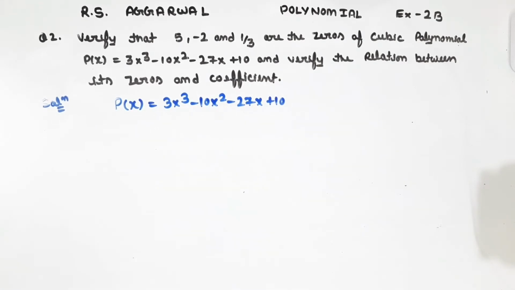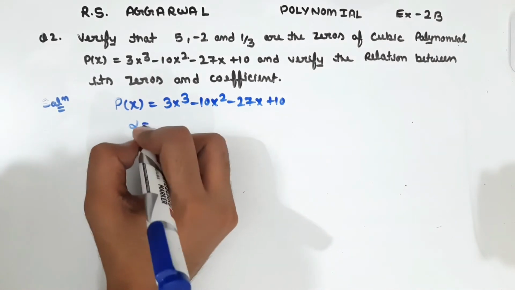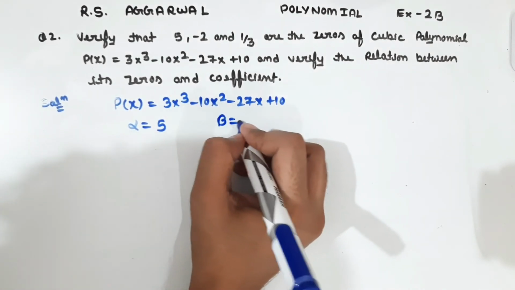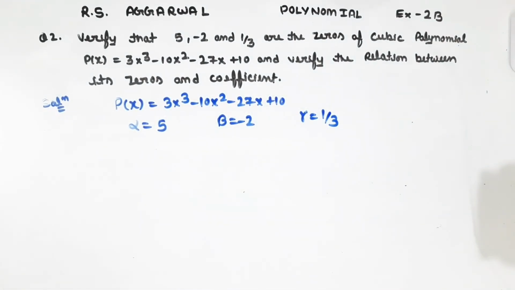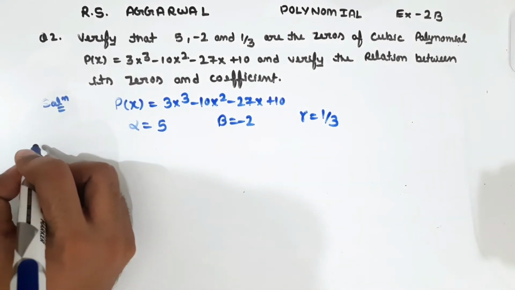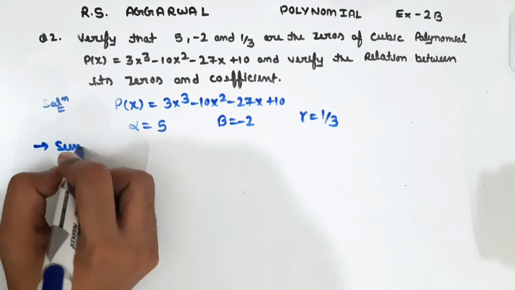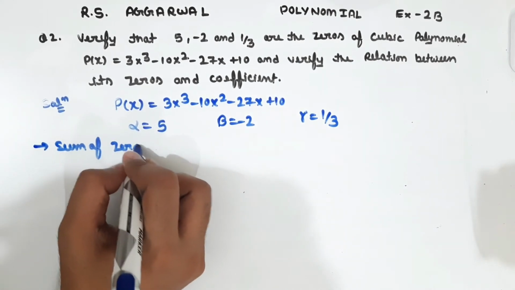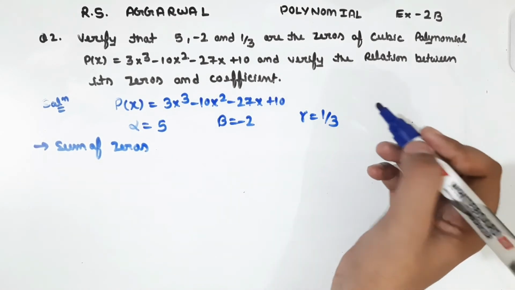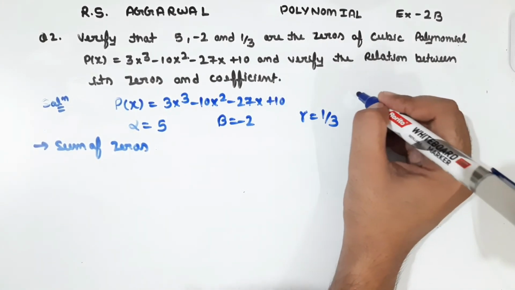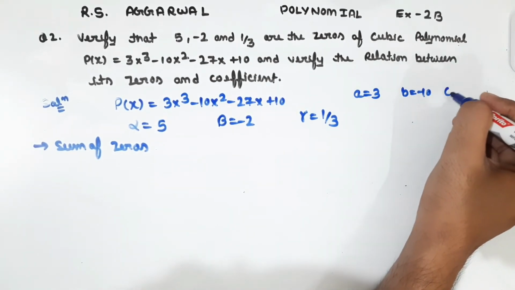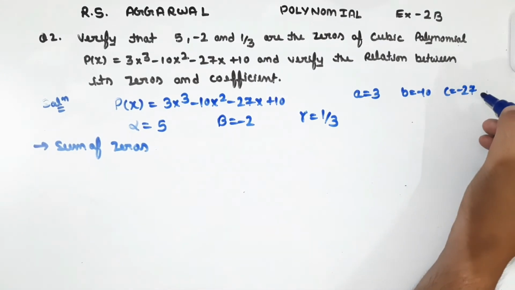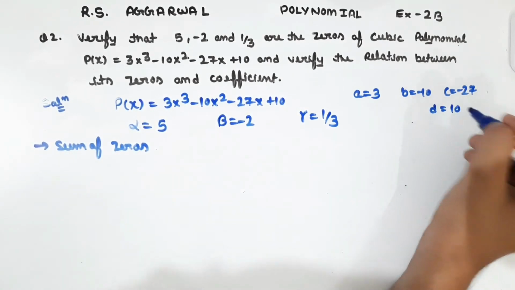Now we have to verify the relation between its zeros and coefficients. So we have given 3 zeros. First zero is alpha, that is 5. Second zero is beta, that is minus 2. And third zero is gamma, that is equal to 1 upon 3. So from here, firstly, sum of zeros. And if we compare this equation with the standard form, then our a will be equal to 3, b will be equal to minus 10, c will be equal to minus 27 and d will be equal to plus 10.